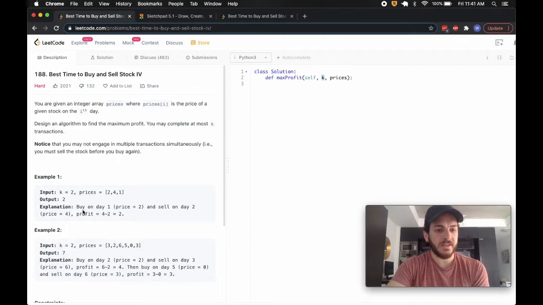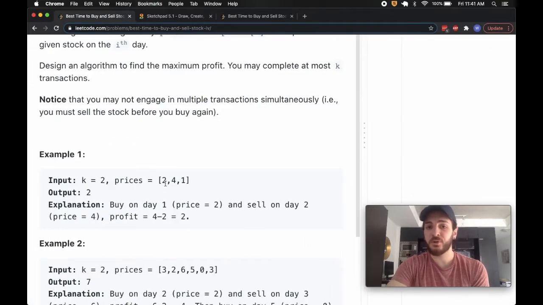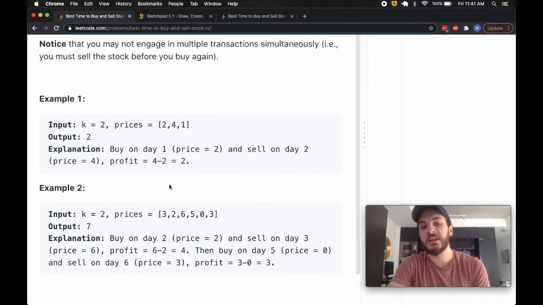As a quick example, the prices are 2, 4, and 1, and I can make at most 2 transactions. If I buy on day 1, where the price is 2, and I sell on day 2, the price is 4, so I get a profit of 4 minus 2. So I buy at 2, I sell at 4, I get a profit of 2. I don't need to use the second transaction. I can, but I don't necessarily need to.